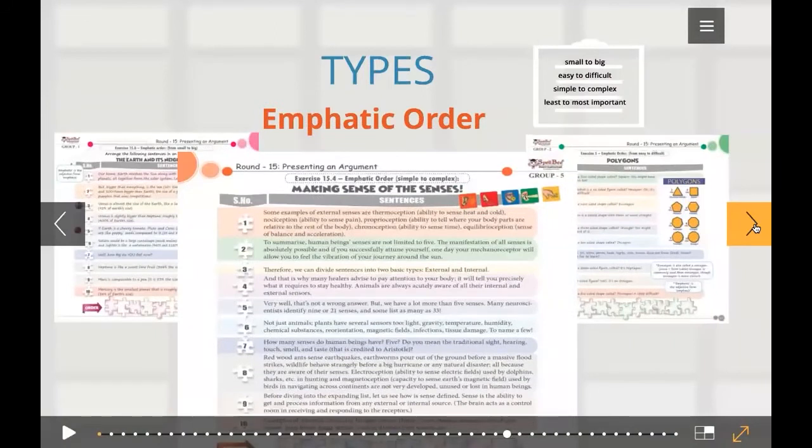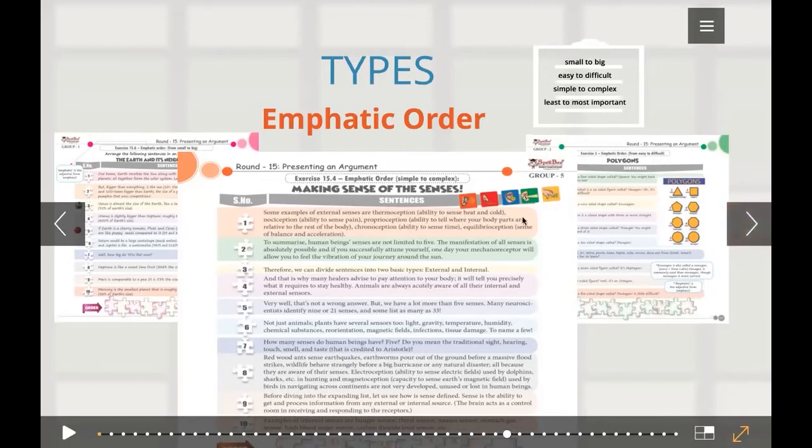And what is emphatic? Emphatic is the adjective form of the word emphasis. So the ordering can be either from small to big, from easy to difficult, from simple to most complex, or from least importance to most important. Here we have many interesting ones.